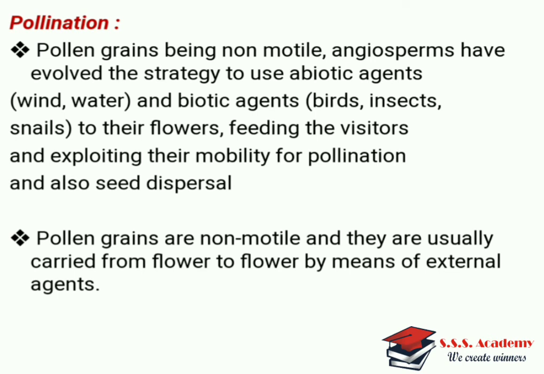Pollen grains become motile, and angiosperms have evolved the strategy to use abiotic agents. Pollination can happen by wind or water, or biotic agents can be used: birds, insects, snails, visiting their flowers, feeding the visitors and exploiting their mobility for pollination and also seed dispersal. Pollen grains are non-motile and they are usually carried from flower to flower by external agents.